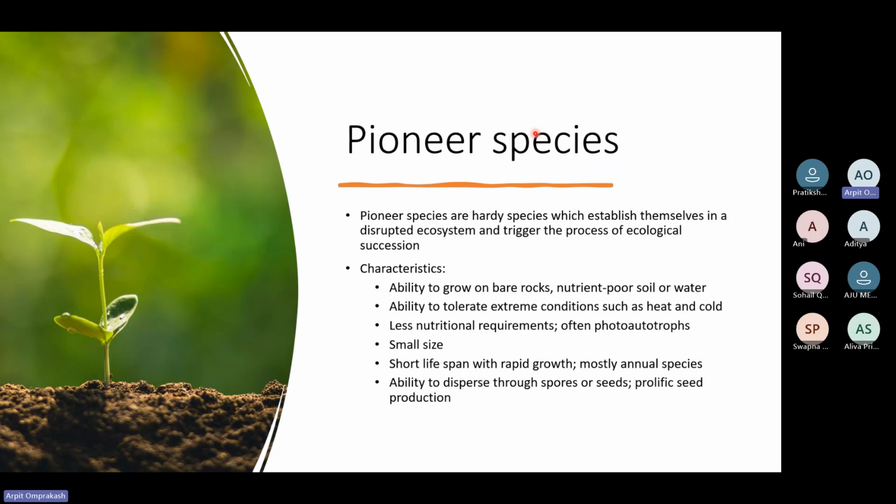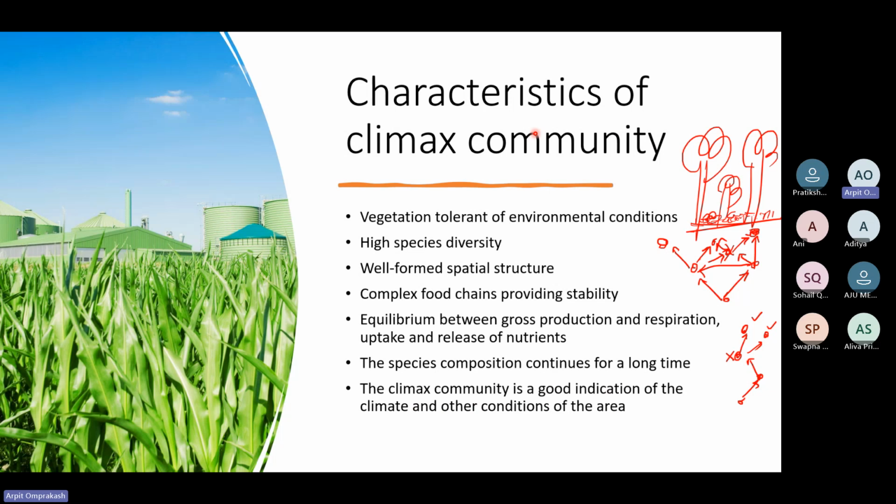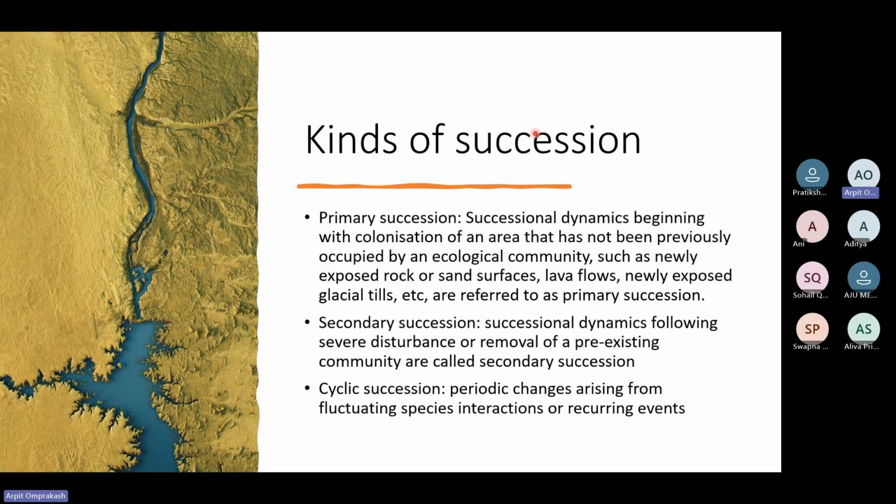Then we have the climax community, which is a community of plants, animals, and fungi that, through the process of ecological succession over a large period of time in a given area, has reached a steady state. There are no more new species coming in, and no more climatic or other changes coming in. So we talked about the different characteristics of a climax community. Then we talked about the different kinds of succession: primary, secondary, and cyclic succession.